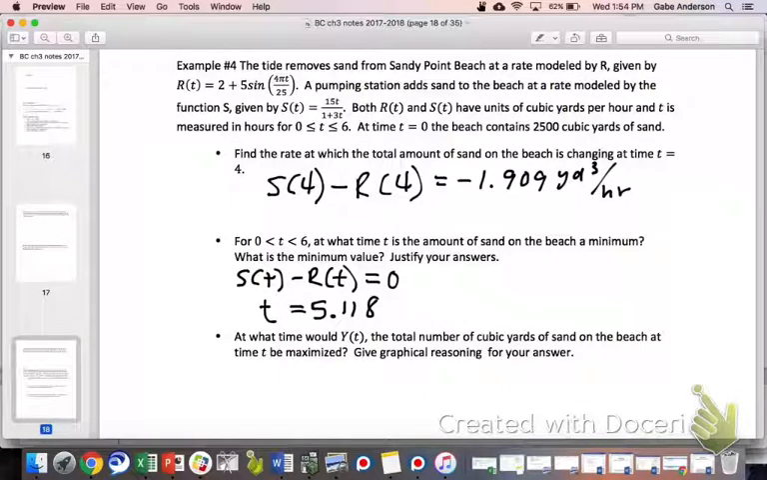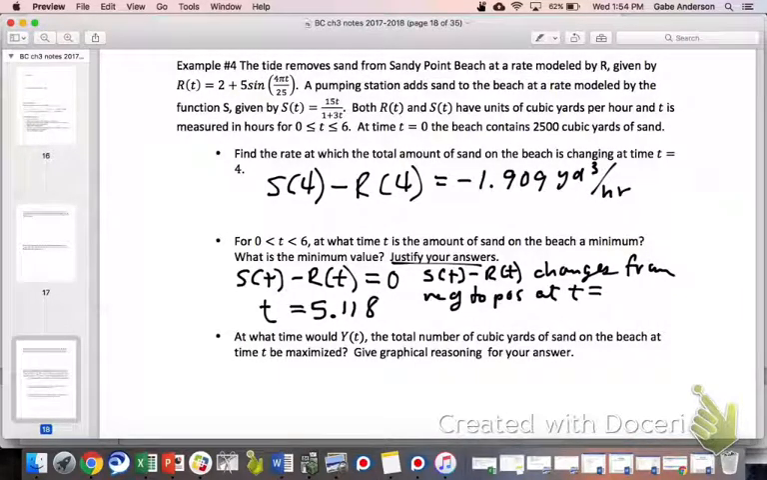So justifying your answer, you would say something like that S of t minus R of t equals 0, like we already said, and it changes from negative to positive at t equals 5.118. Therefore, the amount of sand is minimized at that time. That make sense? Justification-wise? Now, what is the minimum value?